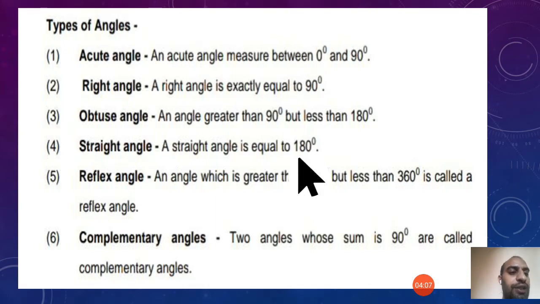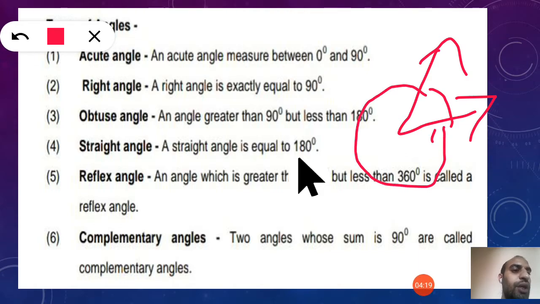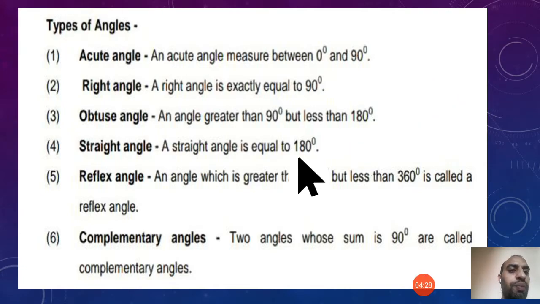Then reflex angle. This is very important, my students, reflex angle. When we are talking about this angle, it is acute in general from this side. But when I am talking about the same angle from the outer side, it is reflex because it is more than 180 and less than 360. And a complete angle means 360 degrees. Next is complementary angle. Complementary angles are angles which, if we add them, give the answer 90. Such angles are called complementary angles.